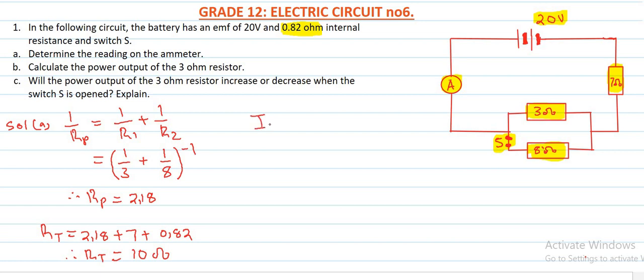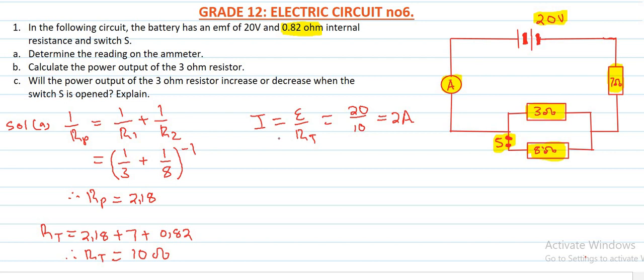Meaning the ammeter reading will be given by the emf over the total resistance. Our emf is 20 volts divided by 10 ohm, which gives us 2 amperes. This is our total current.